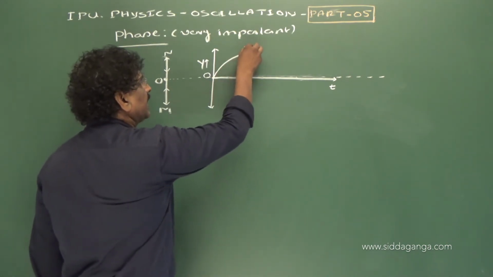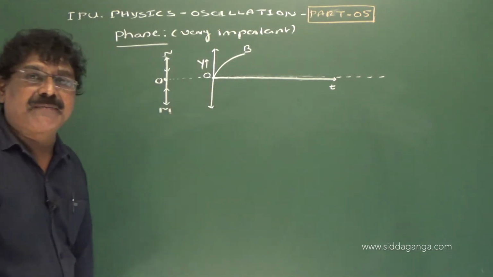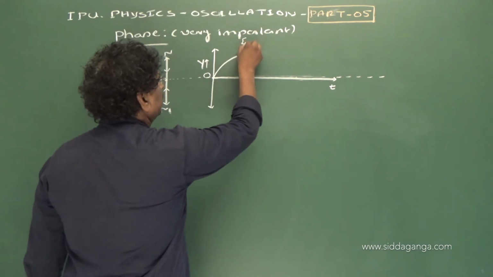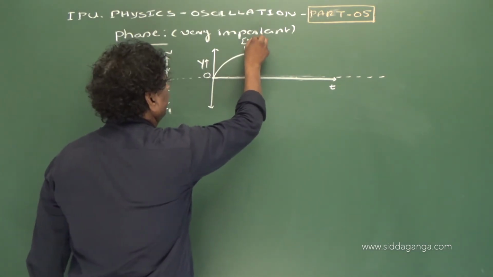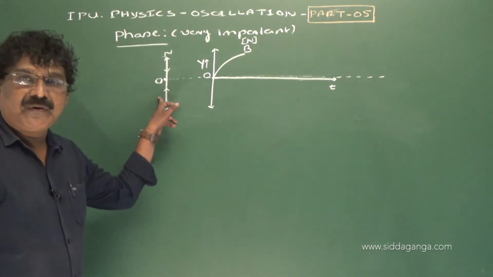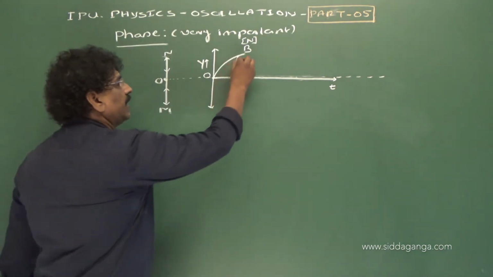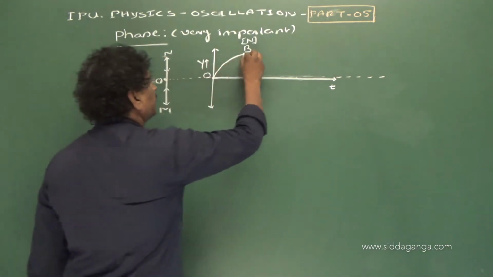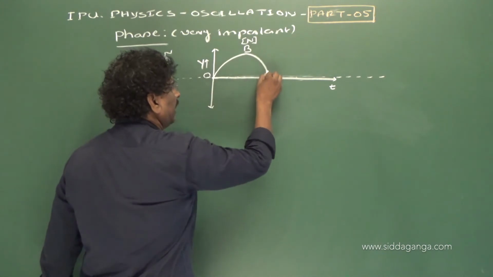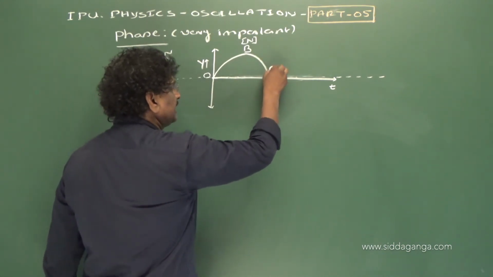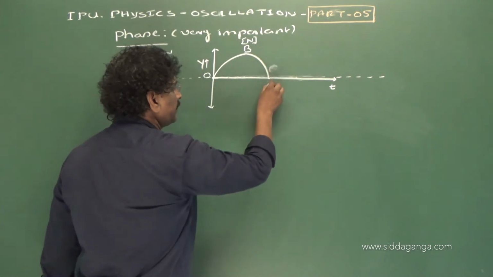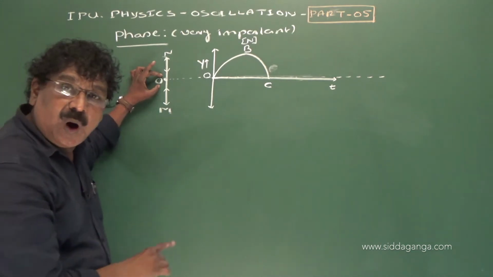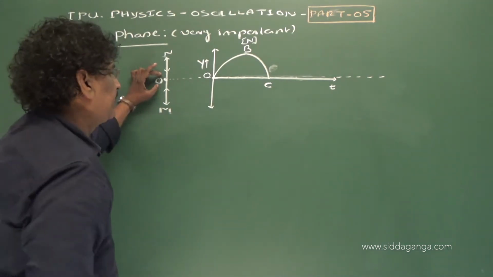This in the graph I will represent by B, that represents the position N in the figure of the oscillation. Now, when the particle comes to O, I will represent it by C in the graph. That C corresponds to again O after completion of half oscillation.